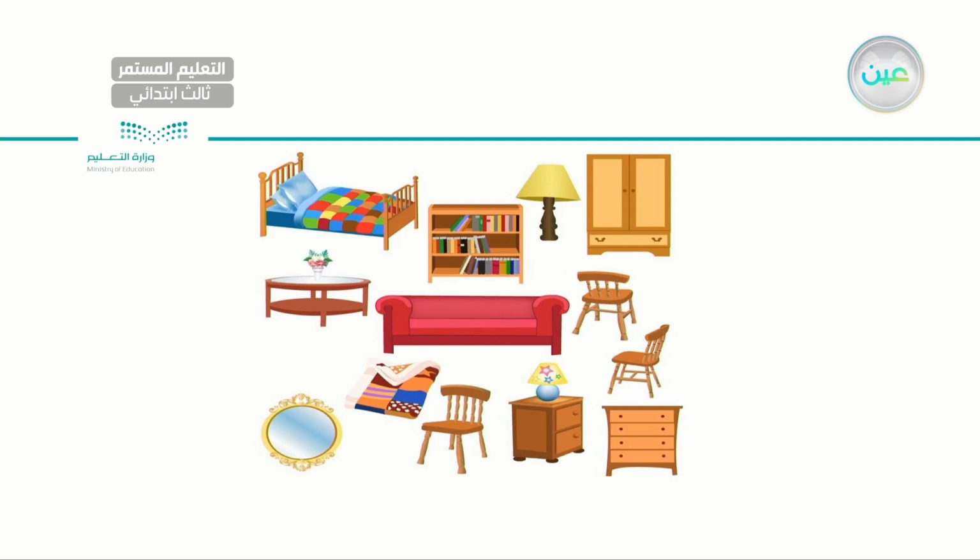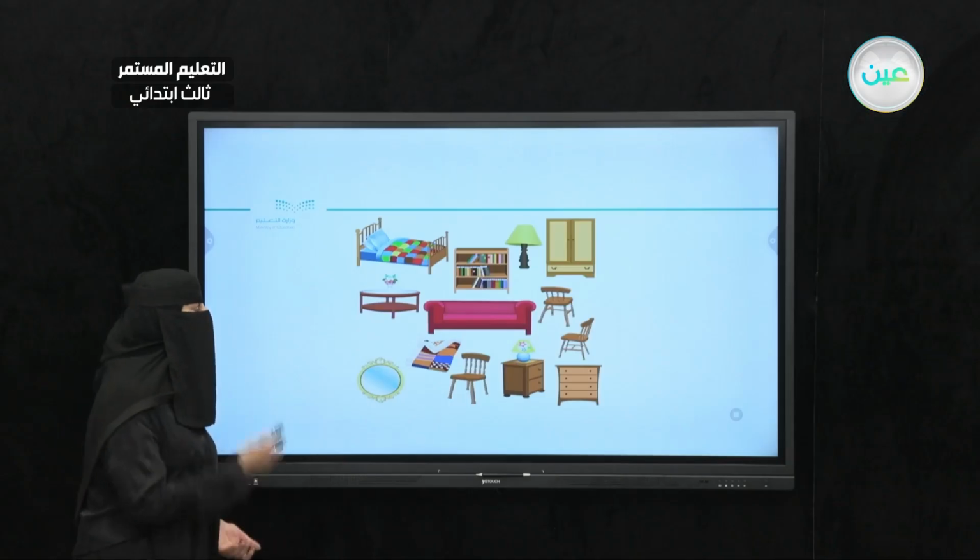Excellent. Now, how about all these items that I'm certain, if you are watching me through your televisions, you can find surrounding you: a sofa, a chair, a table, a desk, a blanket, a bed, a cupboard, a lamp. Where can we find all these items? Where do you think we can find them?